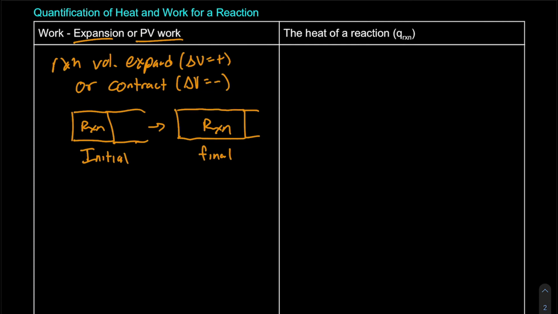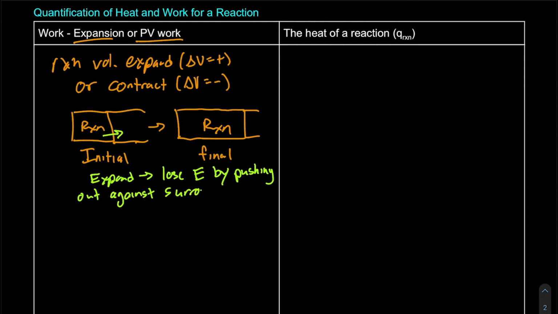Well, in order for that to happen, we have to think, well, that reaction actually had to push out and do some work. So in order for it to expand, it's going to lose energy by pushing out against the surroundings. So we're going to do work by the system when we expand, or likewise the opposite would be true. If I went backwards this way, that would mean our surroundings is pushing in on the reaction and causing it to get smaller, and the reaction gains energy.